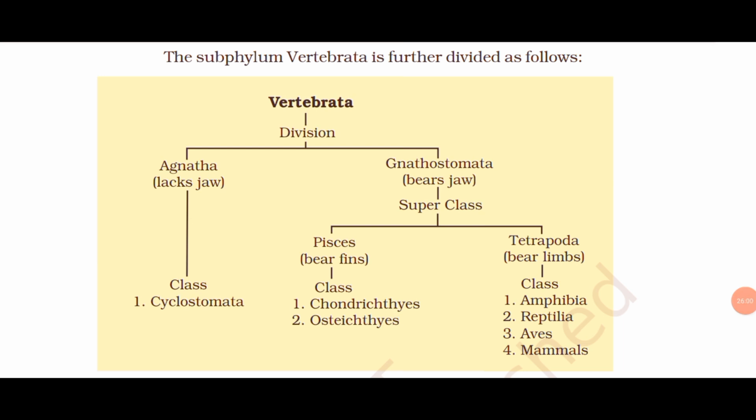The subphylum Vertebrata is further divided as follows. Vertebrata is divided into two divisions: Agnatha and Gnathostomata. Agnatha lacks jaws, Gnathostomata bear jaws. Agnatha has a class, Cyclostomata. Gnathostomata is divided into two superclasses, Pisces and Tetrapoda. Pisces bear fins, Tetrapoda bear limbs. Pisces has two classes, Chondrichthyes and Osteichthyes. Tetrapoda has four classes: Amphibia, Reptilia, Aves, and Mammalia.